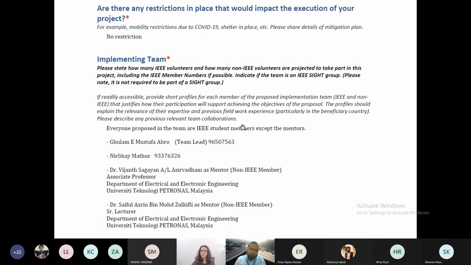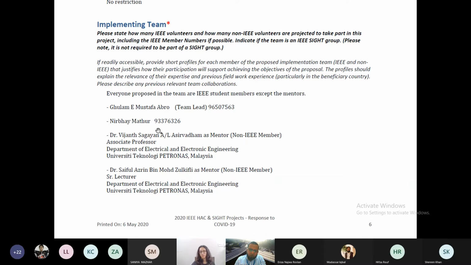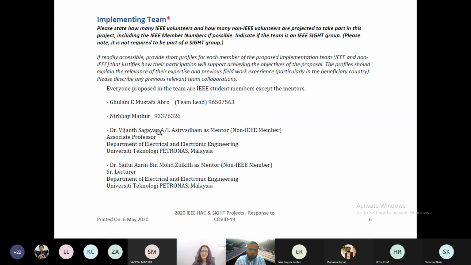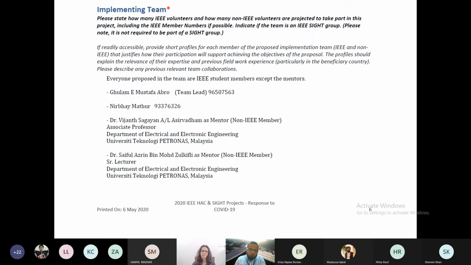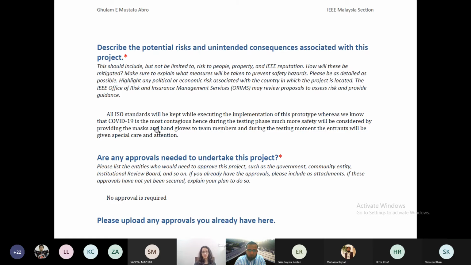Then we have the implementing team. You can see I was the team lead, Ghulam Mustafa. This is my IEEE number. Then Nirbhay Mathur from India. I must say the Indians are very kind, very talented, and I'm really thankful to Nirbhay Mathur that he participated with me. Then we have my supervisor, Dr. Vijjan Sagyan Asrivaddam, and then my co-supervisor, Dr. Saiful Azrin, and he is the senior lecturer.